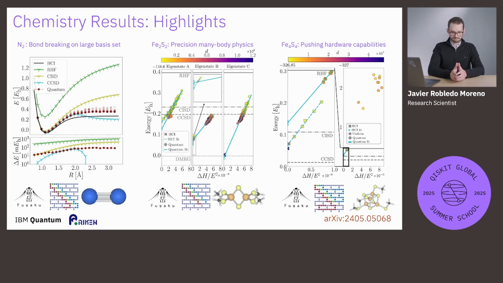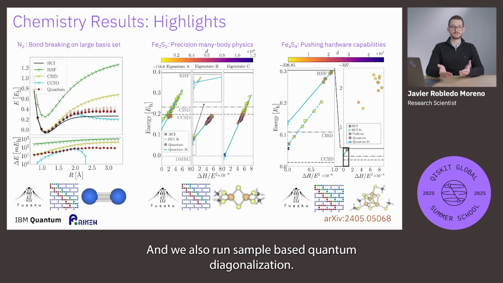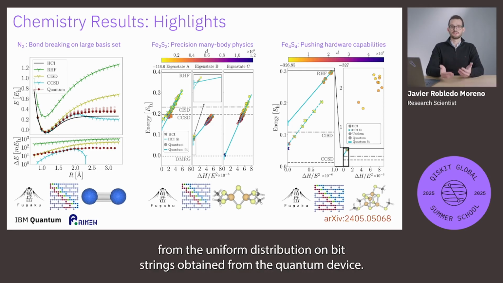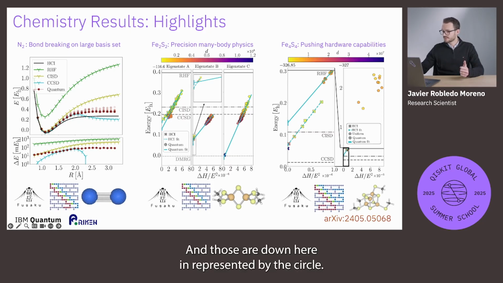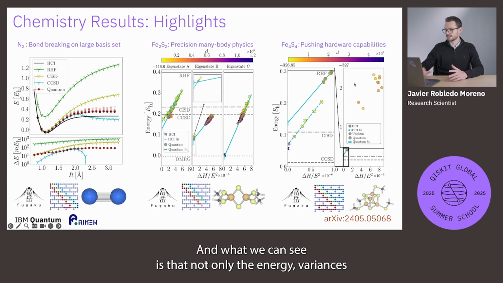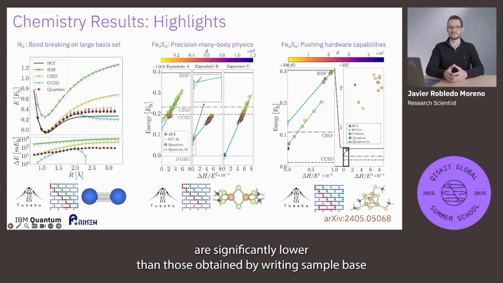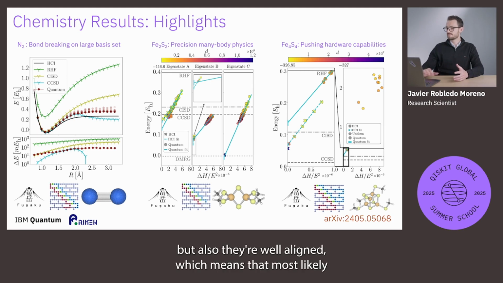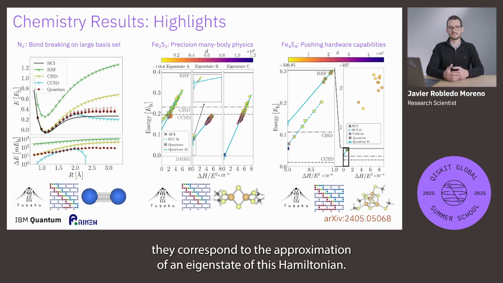which means that most likely they are not close to an eigenstate of the Hamiltonian. And we also ran sample-based quantum diagonalization, but instead of on bit strings sampled from the uniform distribution, on bit strings obtained from the quantum device. And those are down here, represented by the circles. And this is a zoom-in version of this small rectangle of the plot. And what we can see is that not only are the energy and variances significantly lower than those obtained by running sample-based quantum diagonalization from random bit strings, but also they're well aligned, which means that most likely they correspond to the approximation of an eigenstate of this Hamiltonian.